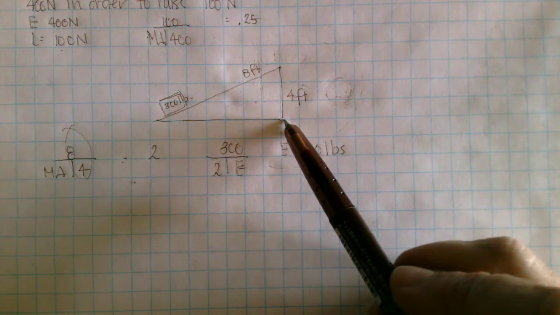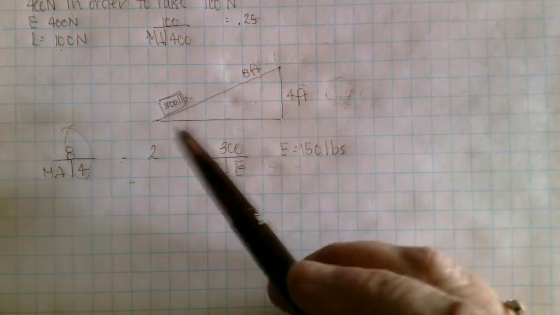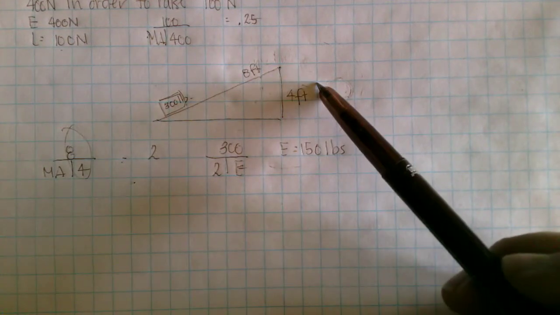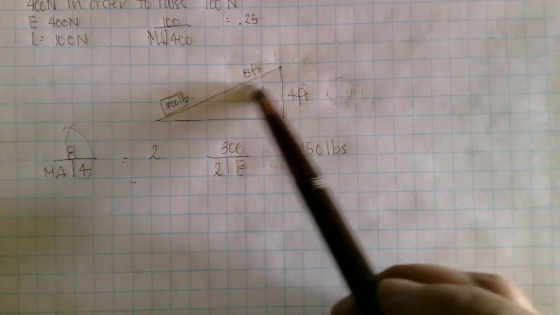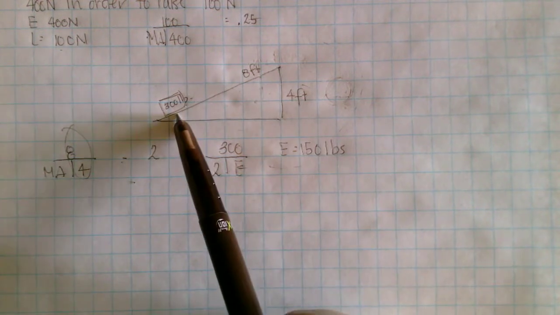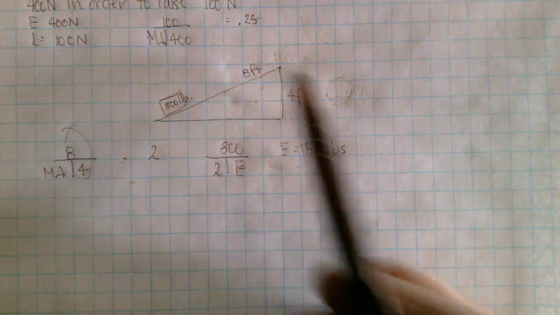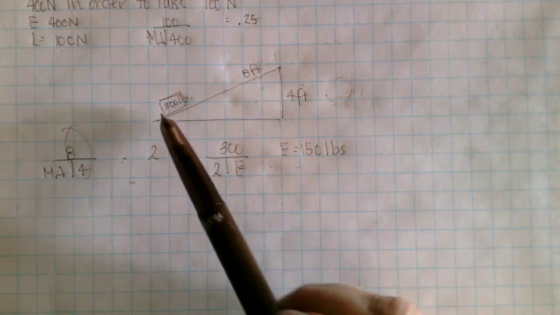So if I just clean lifted this from here to here, it would take me 300 pounds, but I would only have to lift it over 4 feet. Here, I only need 150 pounds, but I have to double the distance. Half of my effort, but double the distance. But it's way easier to push this up the 8 feet than it is to just clean lift it up the 4 feet. I can do this all day. This would be difficult, and so that's why we use simple machines.